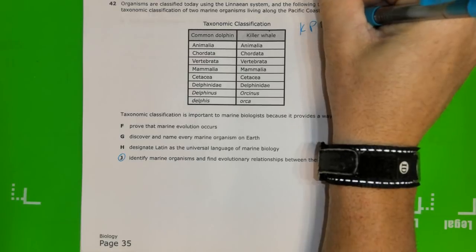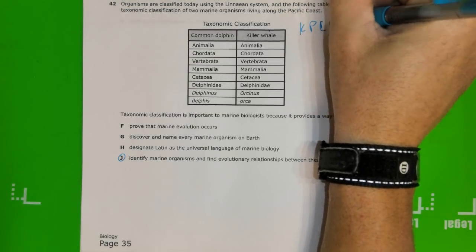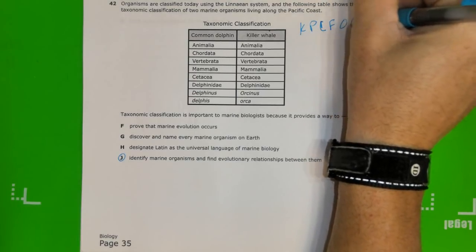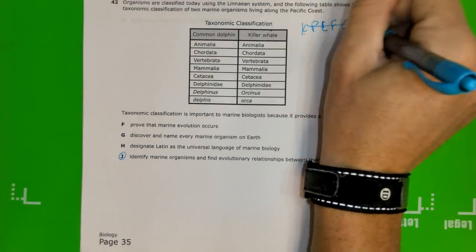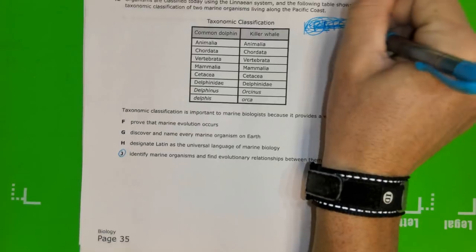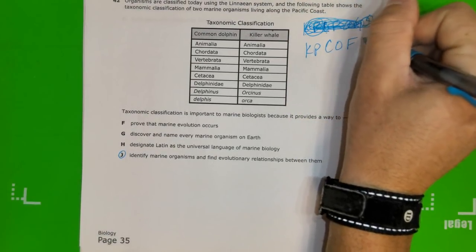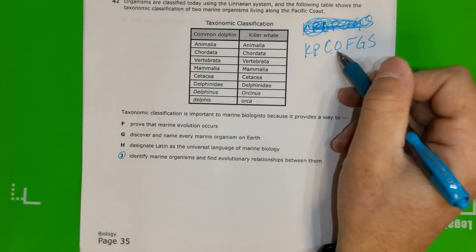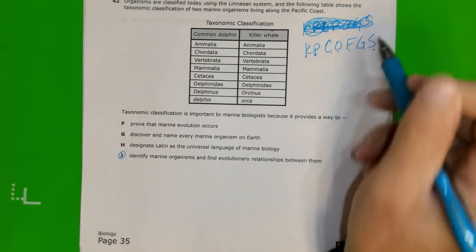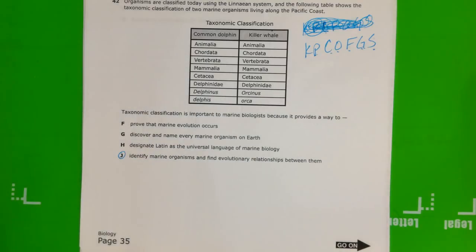phylum, class, family, order, genus, and species. So King Philip came, sorry, I think I just told you that wrong. King Philip came over for good steak, good spaghetti, good whatever. All right. So kingdom, phylum, class, order, family, genus, species. So I was thinking it right and I said it wrong, but this is the correct order. Kingdom, phylum, class, order, family, genus, species.